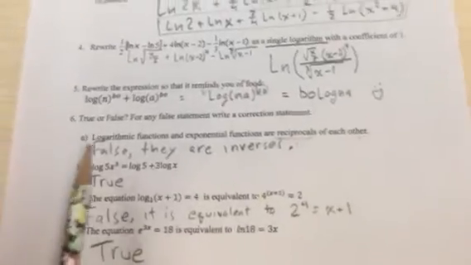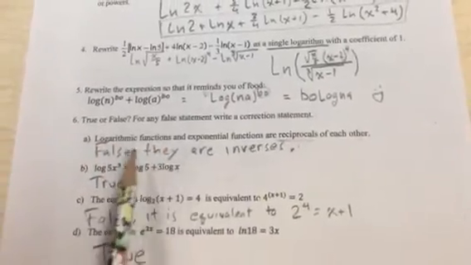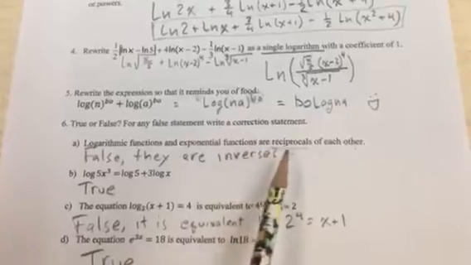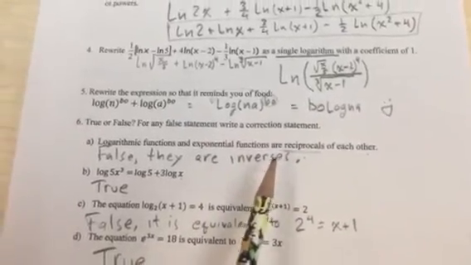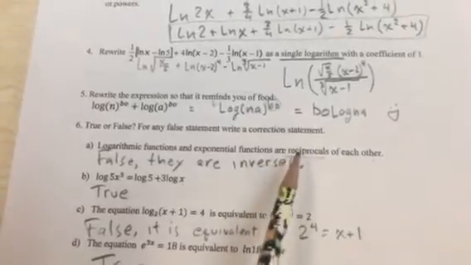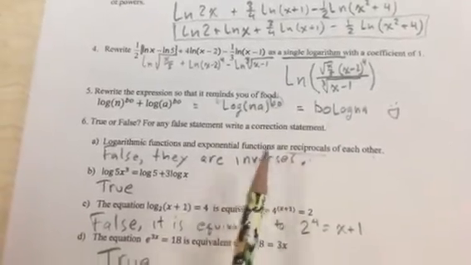True, false. This statement is false. Logarithmic functions and exponential functions are not reciprocals. They are inverses of each other. Make sure that they are not the same thing. Reciprocals and inverses are not the same.